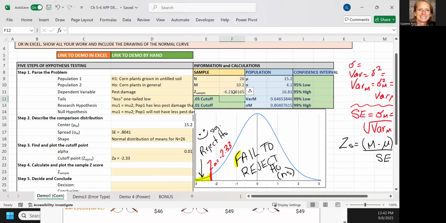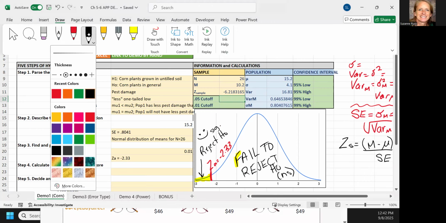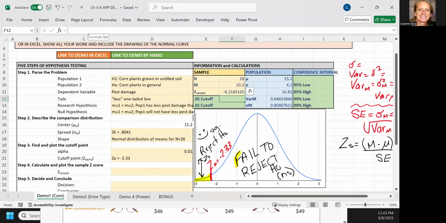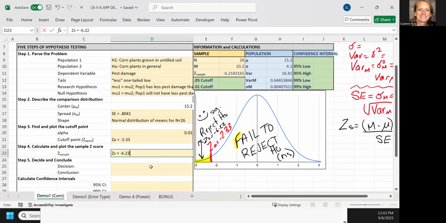And when we do that, we find we have, wow, a really significant effect. We can see that our sample score is so far into the tail that we don't even have room to plot it. So let's get our pen here and just indicate that our sample score is really far that way. Z sample equals minus 6.22, very, very significant. We can't even fit it on here, so this really made a big difference to our corn crops in this study.